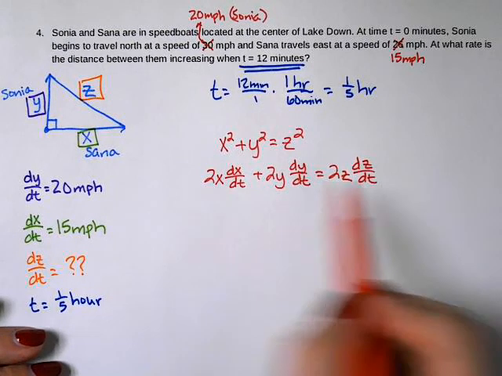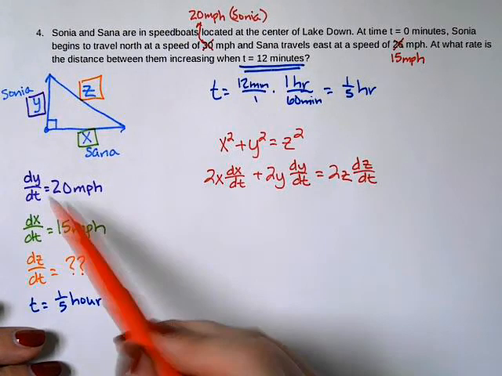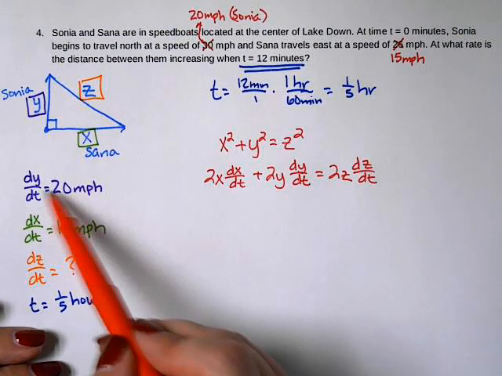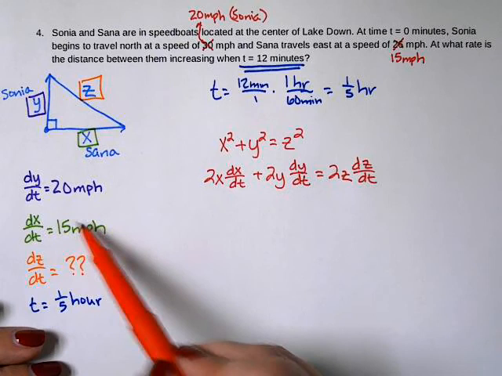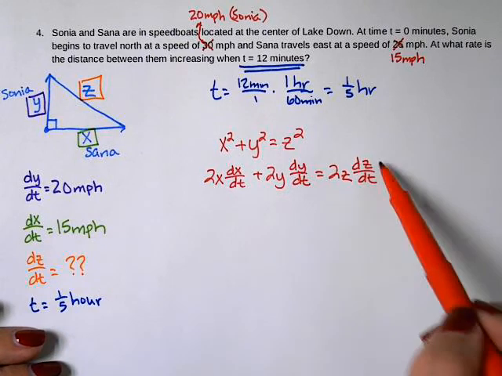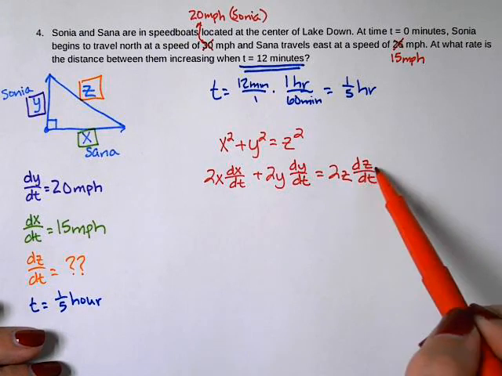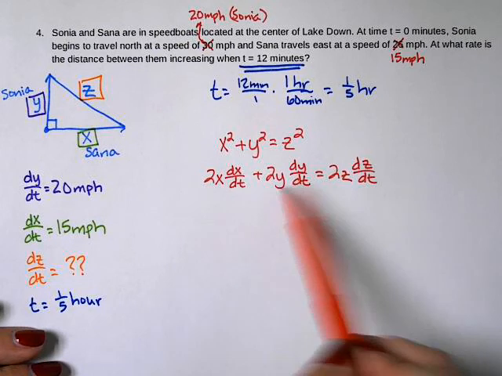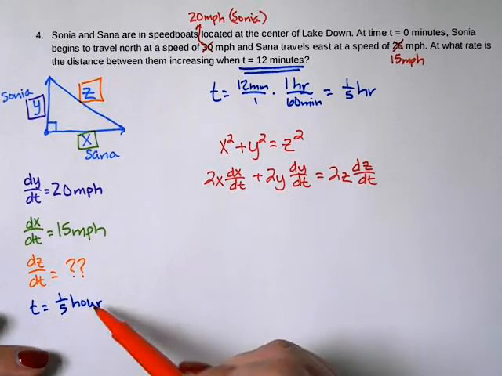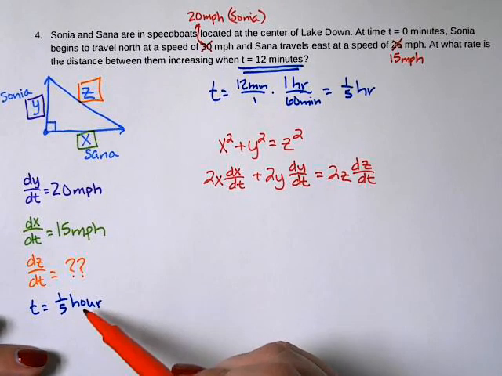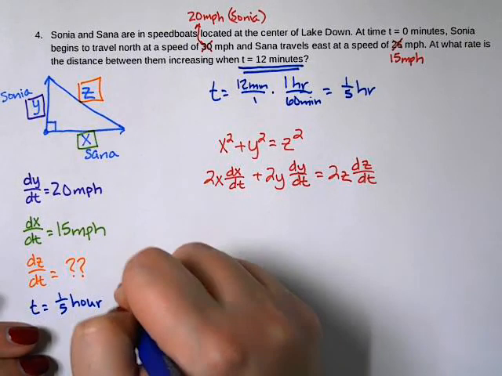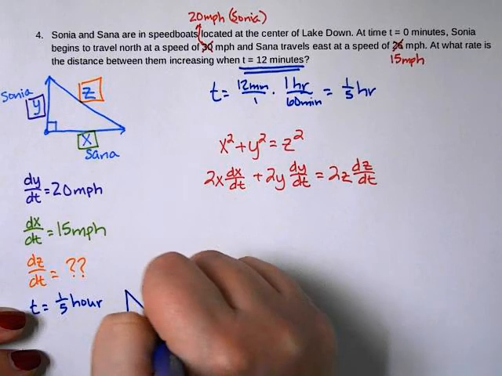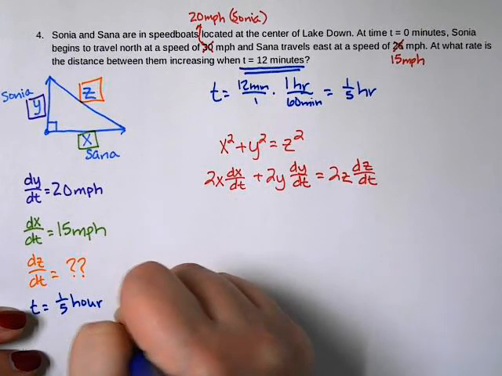Now if we look at this derivative that we just took, I've got dy/dt, it's right here, it's 20 miles per hour. I've got dx/dt right here, it's 15 miles per hour. I'm looking for dz/dt, so that's great, but I still need x, y, and z. So that's where knowing that they've traveled for 1/5 of an hour is important. If I think about it, I know that I can figure out what those are because I know their speeds.